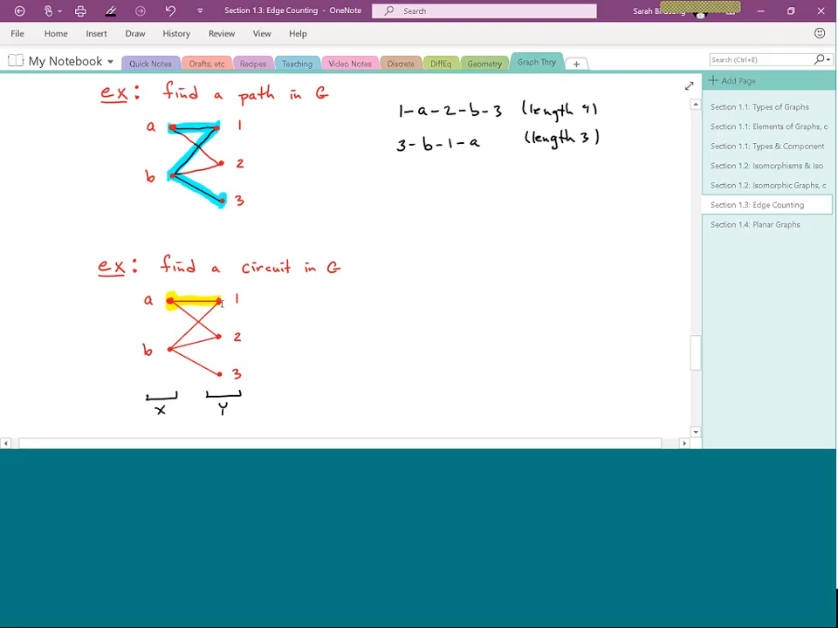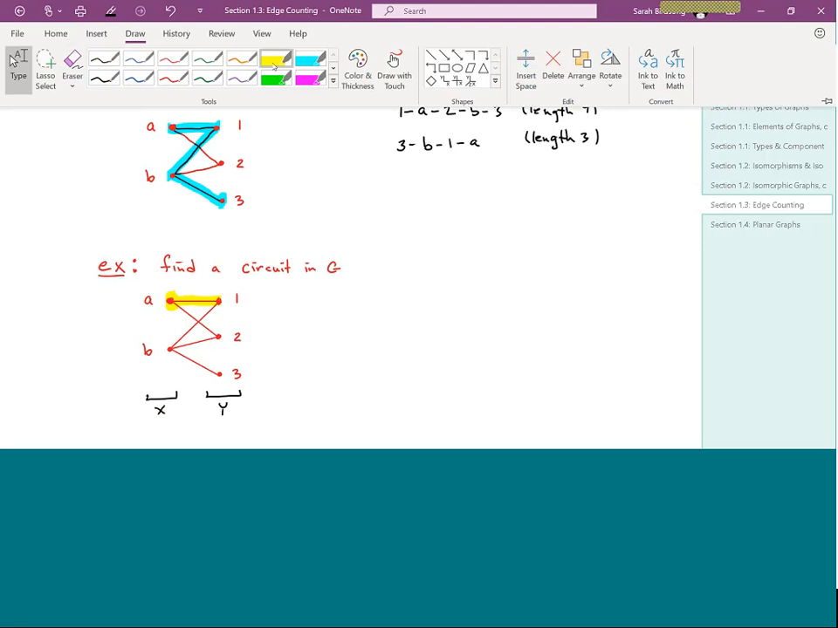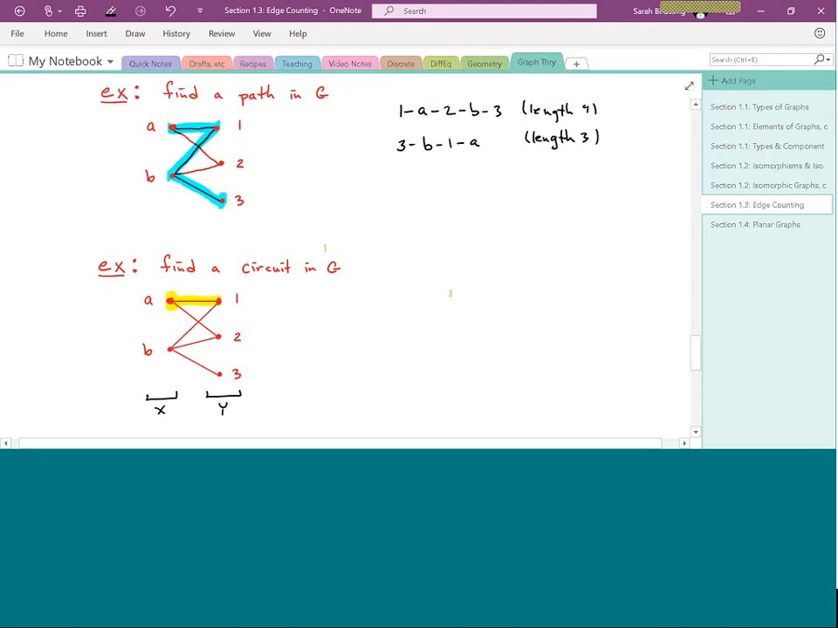Where do we have to go once we're at vertex 1? What's the next edge in this circuit we're trying to get to? Vertex 1 has degree 2. We can't go back to A because you can't reuse an edge in a circuit, so we have to come down here to B.